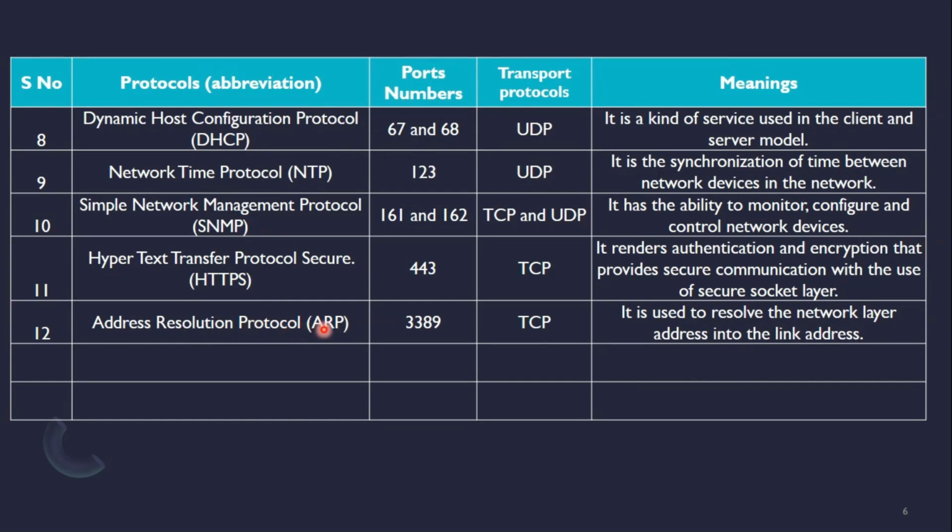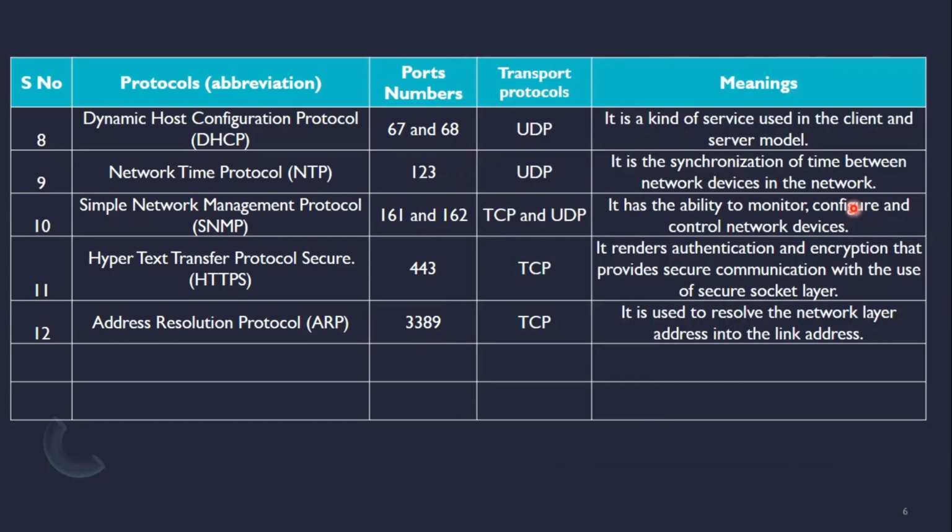ARP is the Address Resolution Protocol. For switching, we use MAC addresses. The IP address is learned by the router, and the MAC address is learned by the switches. But we need to resolve MAC addresses and IP addresses, right? ARP is the one that helps us do this.